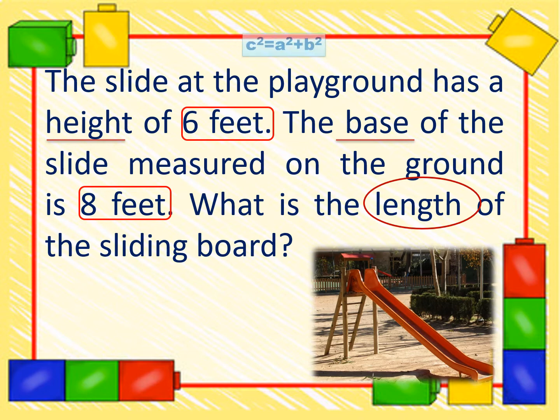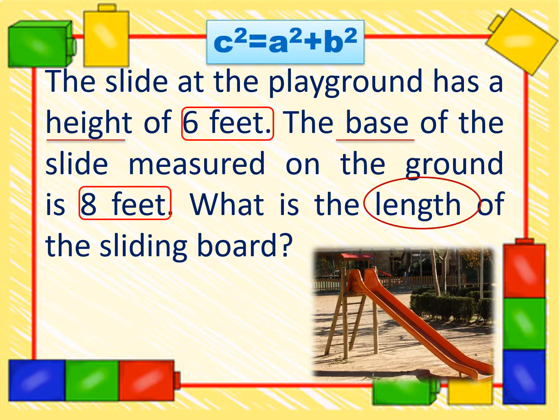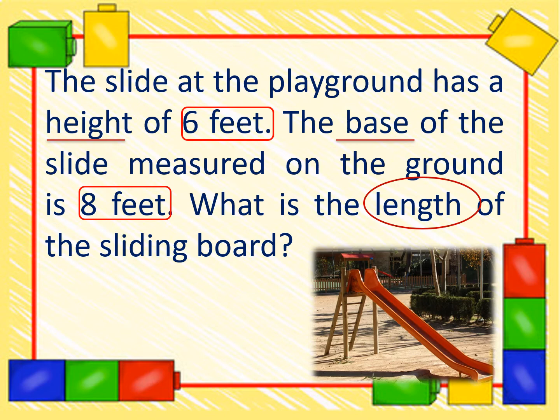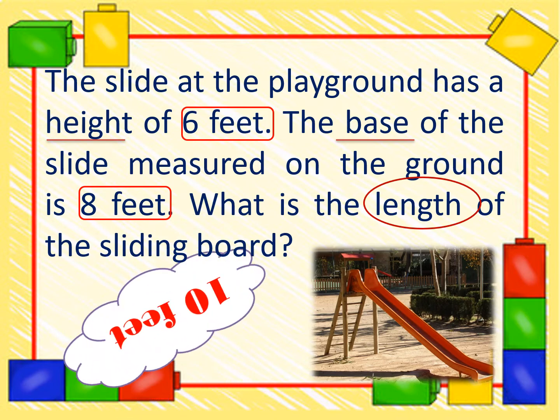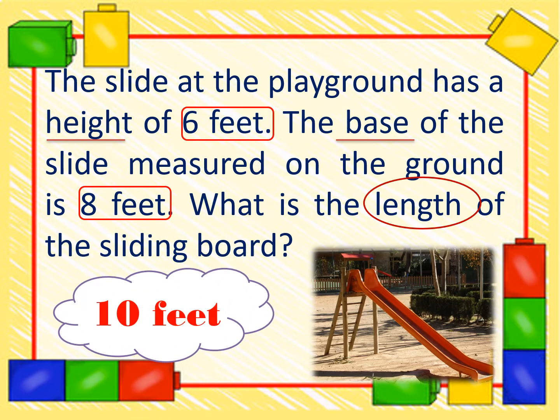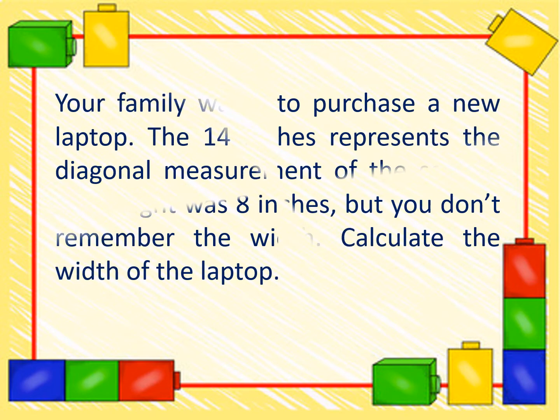So we are going to use the formula c squared equals a squared plus b squared. What is your answer? What's your guess? Let's reveal. The answer is 10 feet. Next problem.